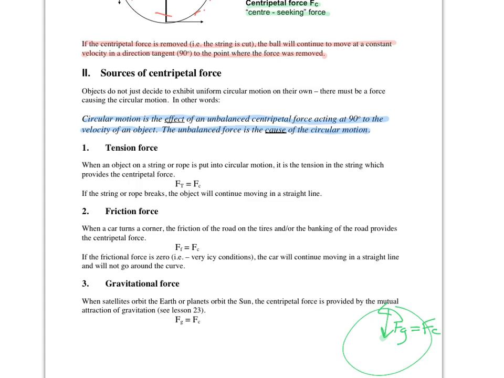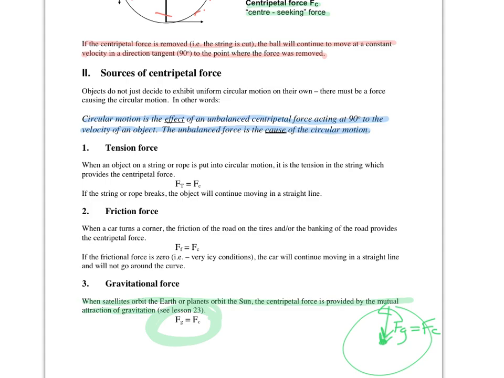Again, gravity is attracting to the center of that mass. So to the center of Earth, everything is pulling towards it. Highlight that when satellites orbit the sun, the centripetal force is provided by the mutual attraction of gravity. So Fg is equal to Fc.